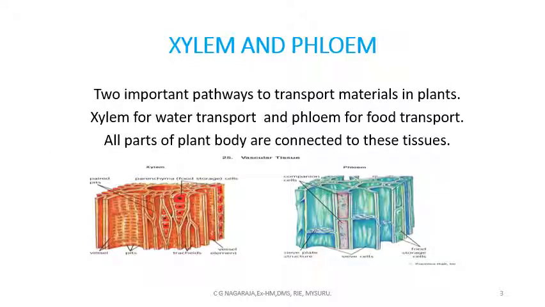Now, there are two important tissues that help in transport of water and food materials. One is called xylem, meant for transporting water. The other is phloem, meant for transporting food molecules. All parts of the plant body are connected to these two tissues.